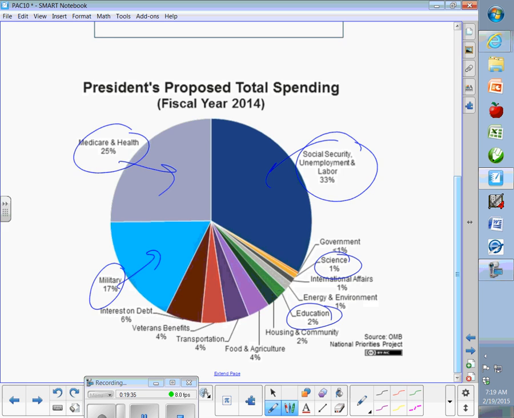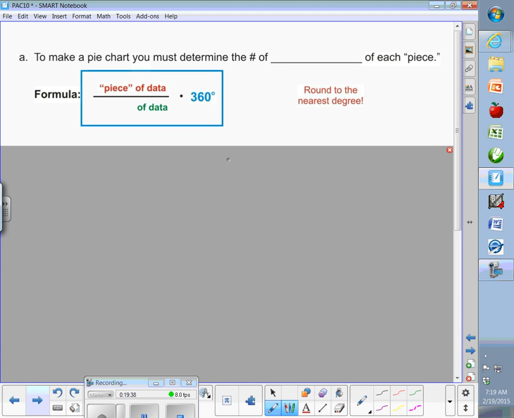All right, let's get into making the actual pie chart. So how do you make a pie chart? Well, to make a pie chart, you must determine the number of degrees of each piece of the pie. Well, there's a formula, and it's pretty simplistic. All you do is you take the piece of data, the data that you're considering, you have to divide it by the total of the data, and then multiply times 360 degrees.